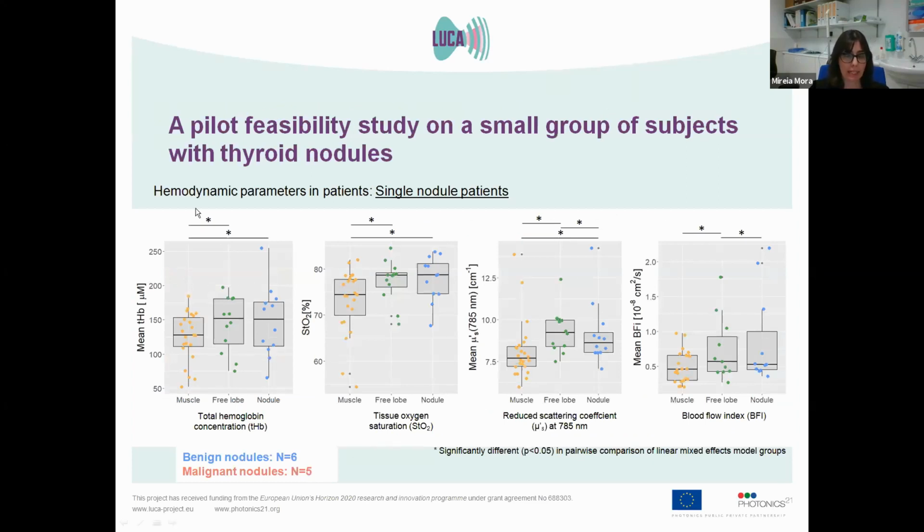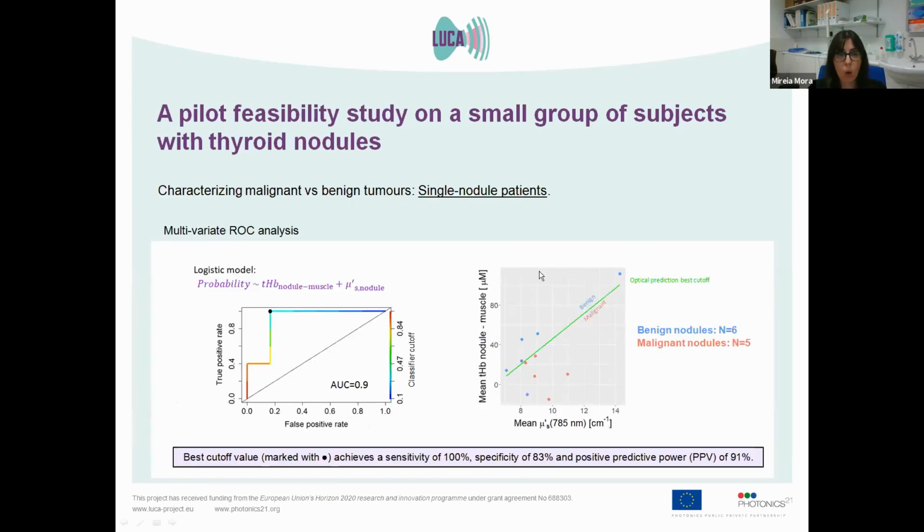Considering again the hemodynamic parameters that we searched for in the previous analysis, in the group of single nodule patients, we also saw that in general the 4 parameters were useful to distinguish between nodule and thyroid parenchyma, and the reduced scattering coefficient helped us to differentiate between the nodule and the nodule-free lobe. When we use the same logistic model that we used before, using the 2 variables, total hemoglobin concentration difference between nodule and lobe, and the reduced scattering coefficient, we saw that the area under the curve using this model was 0.9. And the best cutoff value achieved a sensitivity of 100% and a specificity of 83, with a positive predictive value of 91.